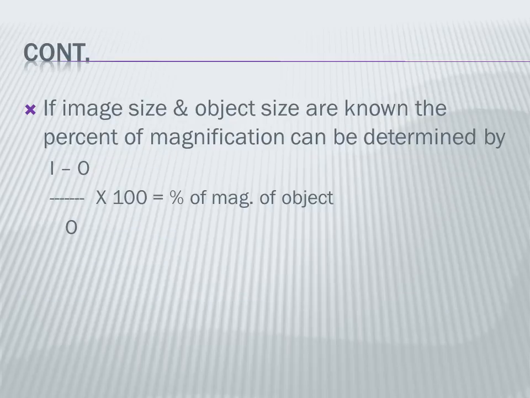If image size and object size are known, the percent of magnification can be determined by (I minus O) divided by O, times 100, equals the percent of magnification of an object. So objects smaller than the effective focal spot cannot be demonstrated unless modified for its width.